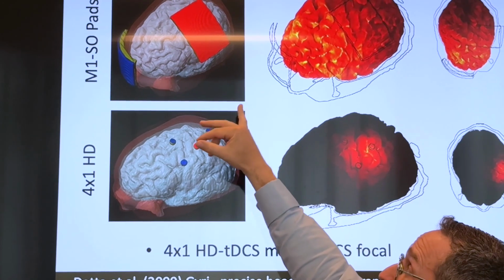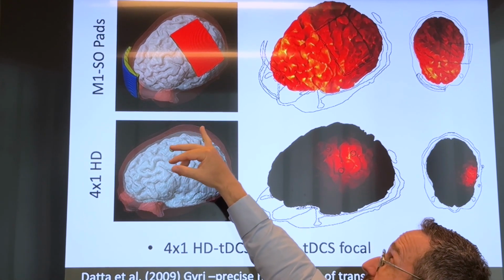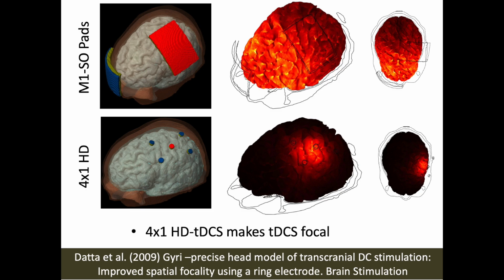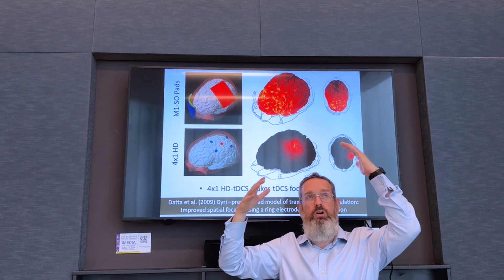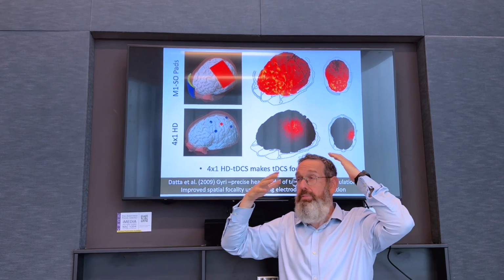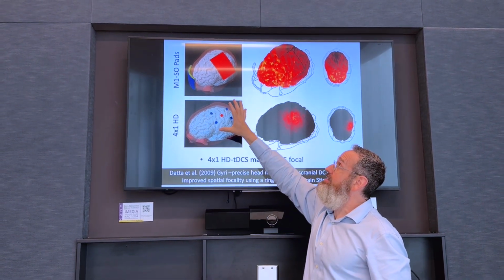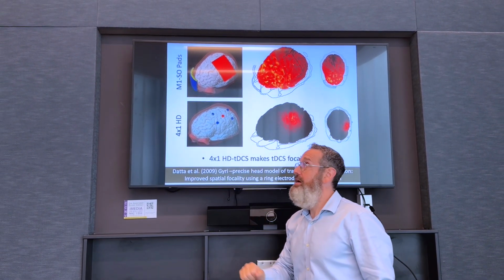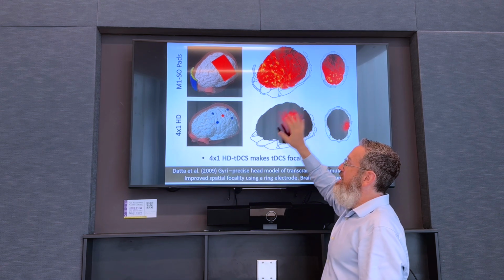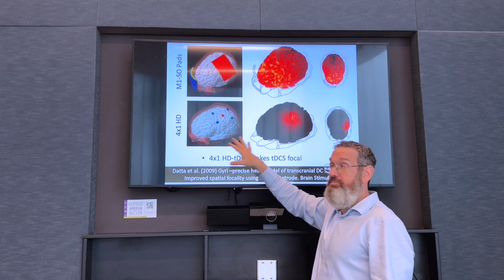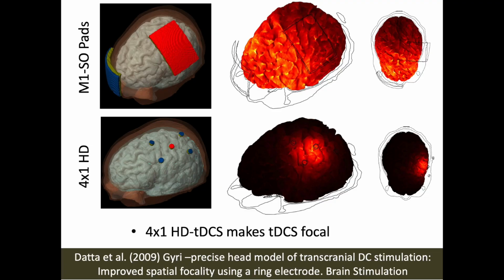We also stimulated this head using realistic electrode shapes. So in this case, you see two large pads, and this is what was then the very common M1 SO, motor supraorbital montage for tDCS. You can see it there. Now the electrodes are on the scalp, but I'm making the head transparent so that you can see the brain under it. So we stimulated that montage, and we also simulated something new that we had envisioned at that time, which was called the 4x1 high definition montage.